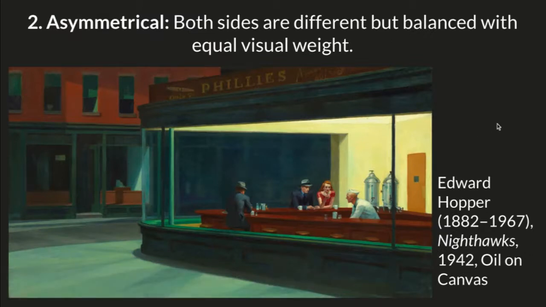Our second type of balance is asymmetrical. So the opposite of symmetrical is asymmetrical. So both sides are different, but they are balanced with equal visual weight.